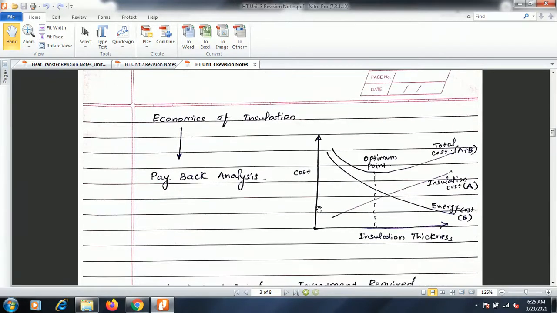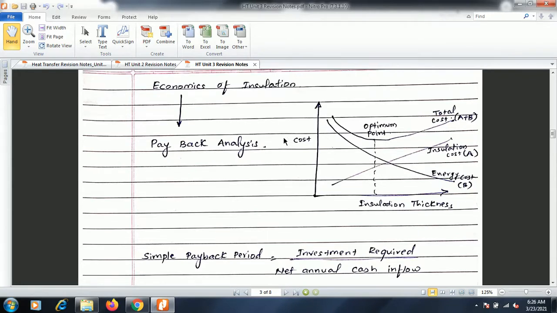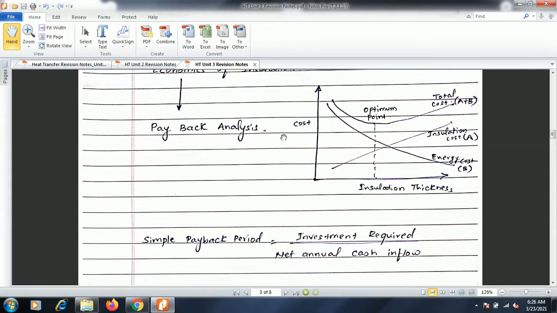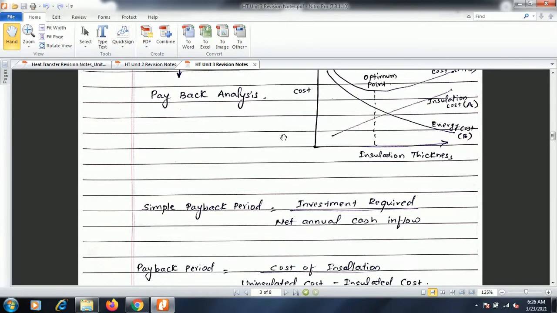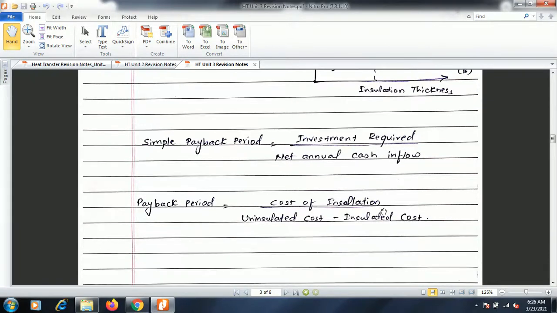Economics of the insulation: as you can see, if the insulation thickness increases, the insulation cost increases, but the energy cost decreases. So finding an optimal point here, it will be a total cost, that is A plus B. To analyze the economics of insulation, a payback analysis method is used. A simple payback period is equal to the investment required divided by the net annual cash inflow. A payback period is also given as the ratio of the cost of insulation to the difference between uninsulated cost minus insulated cost.